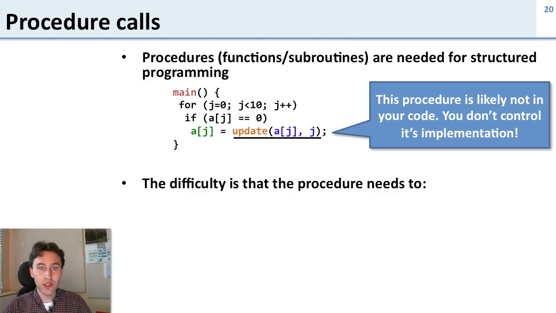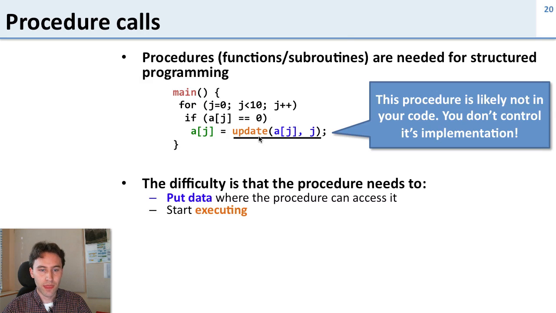So there are a few things we need to do in order to make this work. We need to find a way to put the data where the procedure can access it. So if we look at this procedure, we can see it has two inputs here, A of j and j, and we need to figure out how we can put this data here such that the update procedure can access them. Then we need to start executing update. We need a way to jump to it so we can run that code.